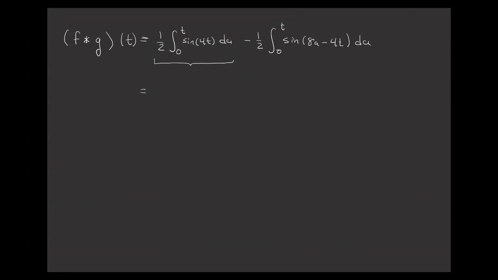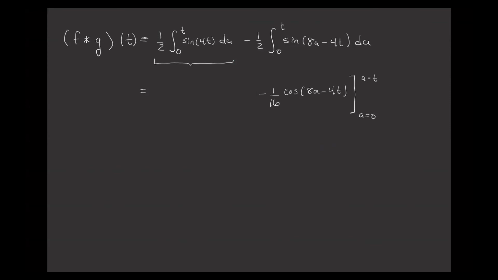And then I think we'll find that this is plus 2 cosine 8a minus 4t evaluated from 0 to t. Do I believe that? Minus, no, the other way, 1/16. Okay. And I should say this is a equal to t, a equal to 0.